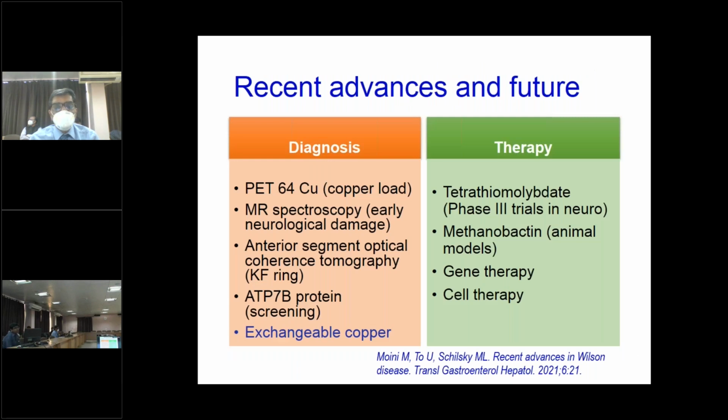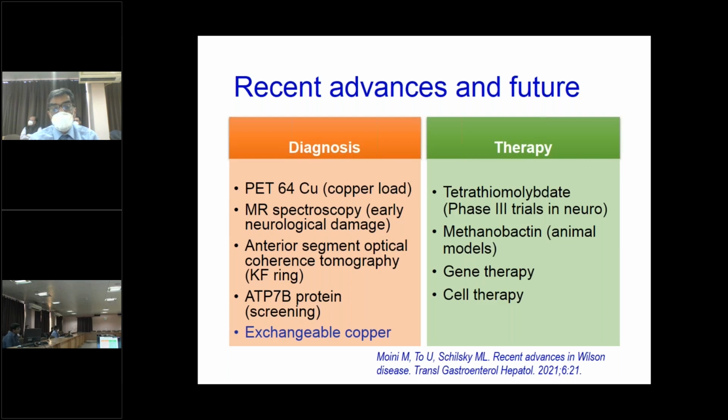So what are the recent advances and what does the future hold for us? In terms of diagnosis, PET with 64 copper will help us look at the copper load, MR spectroscopy for early neurological damage, and anterior segment optical coherence tomography, which is a better way of looking at the Kayser-Fleischer ring. People have started doing ATP7B protein for screening, and of course, exchangeable copper, which we've already started in our department.